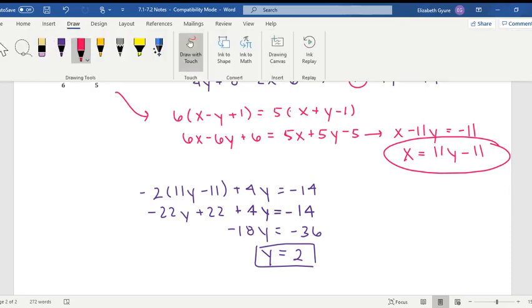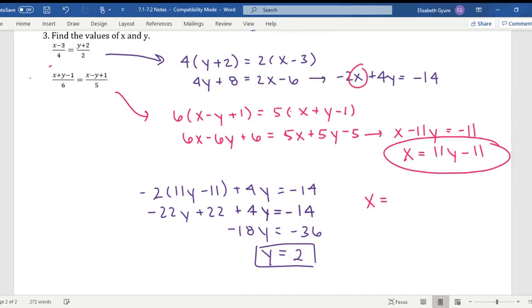But yeah, I'm all for not making your life harder. This class is already hard enough. Let's not make it even harder by doing silly things. So we're going to have 11 times 2 minus 11. So we got 22 minus 11, and you should get that x is 11.